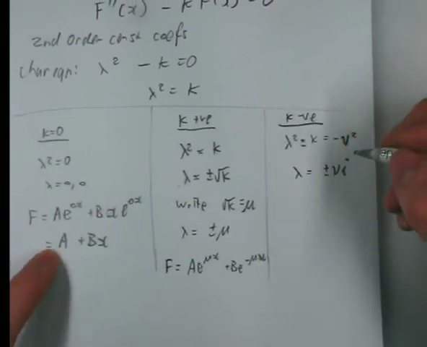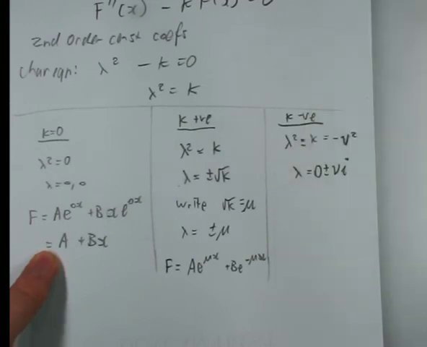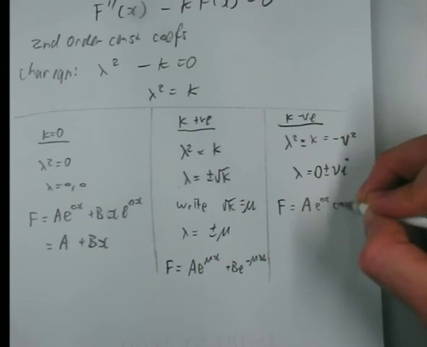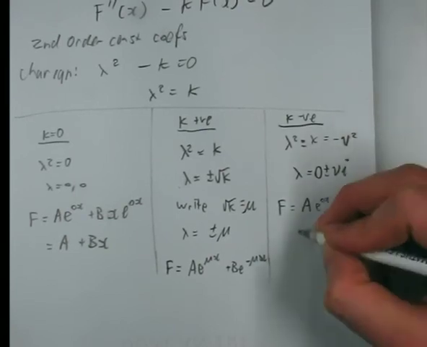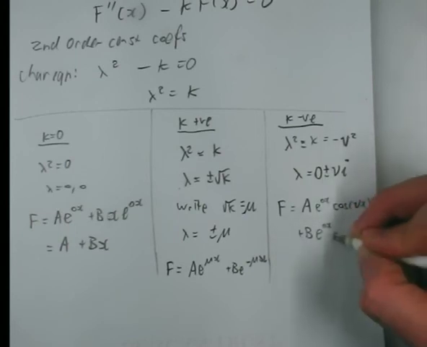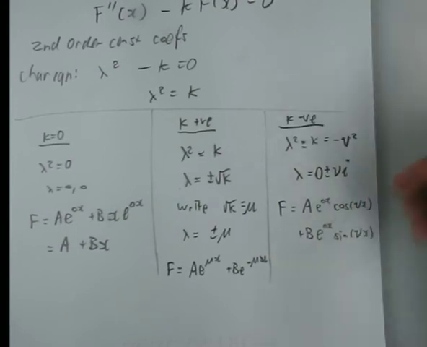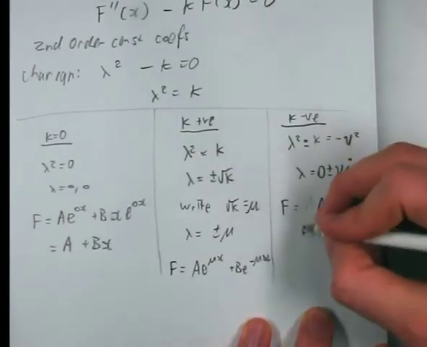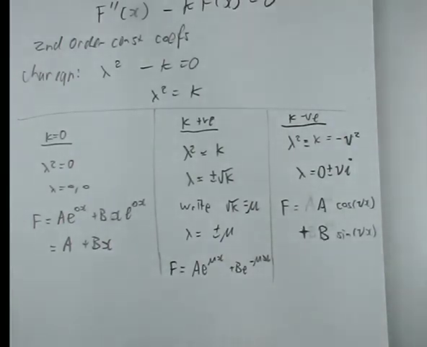And so therefore, because this is 0 plus or minus nu i, when you do solving of linear constant coefficient differential equations, the correct response for this is f equals a e to the 0x cos nu x and b e to the 0x sine nu x. But because that's 0, e to the 0 is 1, so I can get this.